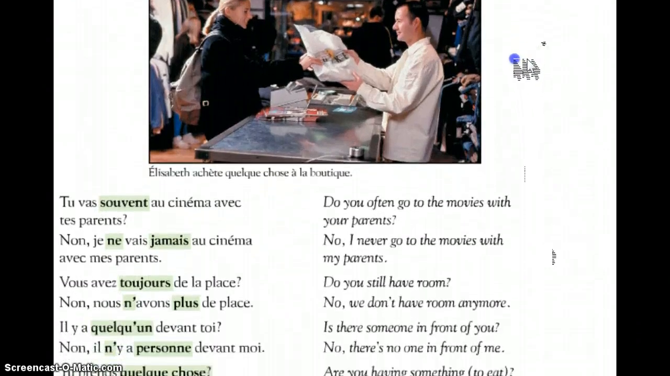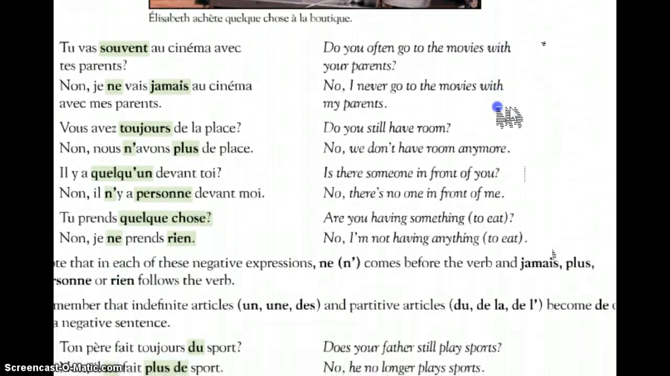Here are a few other examples. Tu vas souvent au cinéma? Do you go often to the movies with your parents? To make it the opposite, you take out souvent, then you put ne in front of the first verb, which happens to be vais. I'm not going. And then the jamais means never. So the combination of not and ever means never. Je ne vais jamais au cinéma avec mes parents. I never go to the movies with my parents.